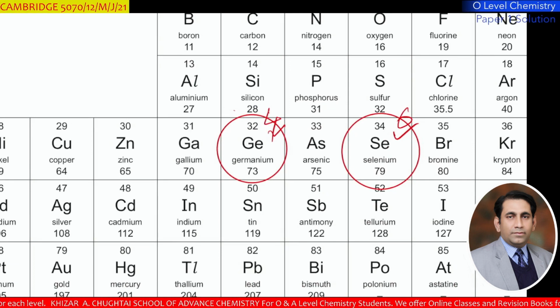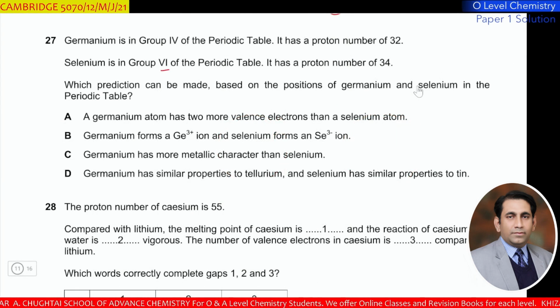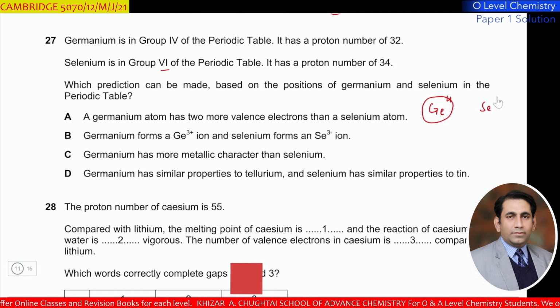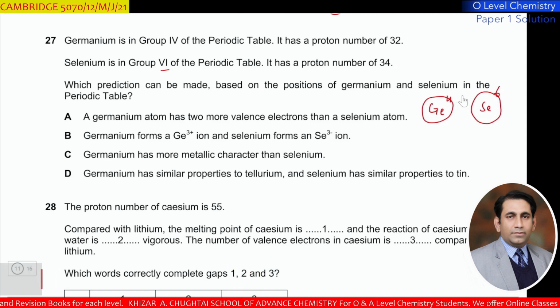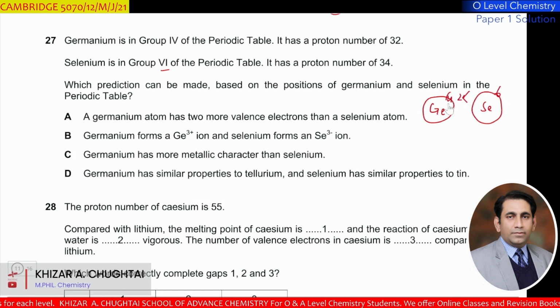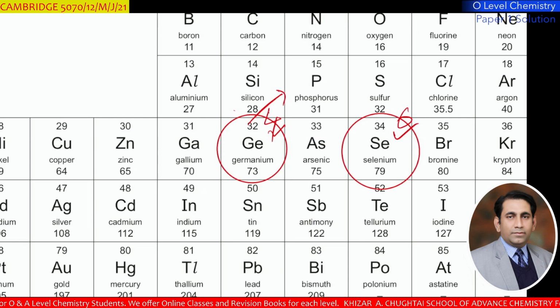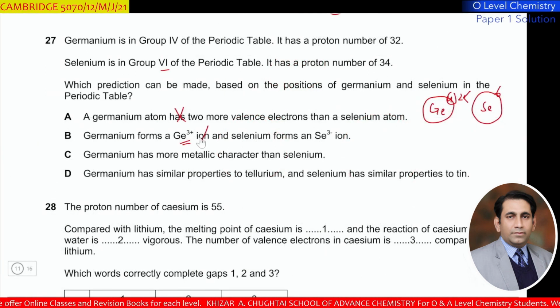Number 1, germanium atom has 2 more valence electrons than a selenium atom. No, germanium has 4 outer shell electrons and selenium has 6 electrons. It has 2 fewer electrons, not 2 more. So option A is the incorrect option. Germanium forms Ge3 positive ion. No, it belongs to group 4, so it can make germanium 4 positive, not 3 positive. So this is the incorrect option.